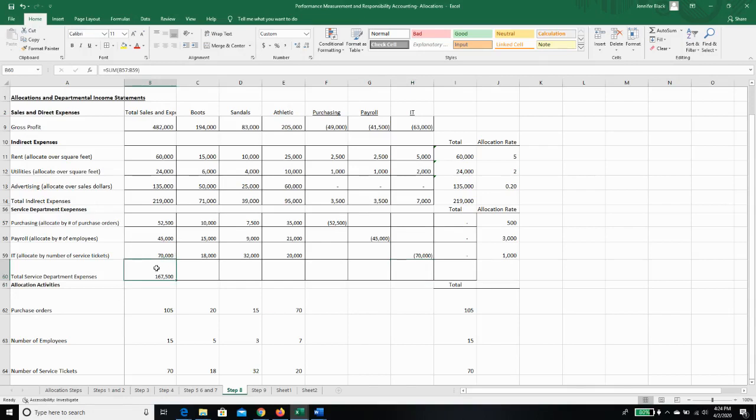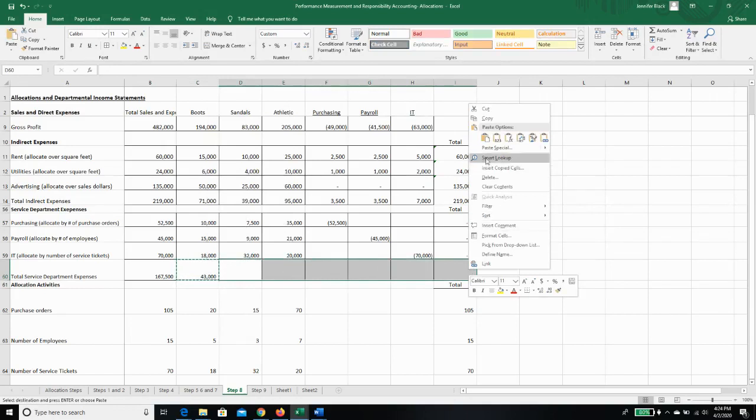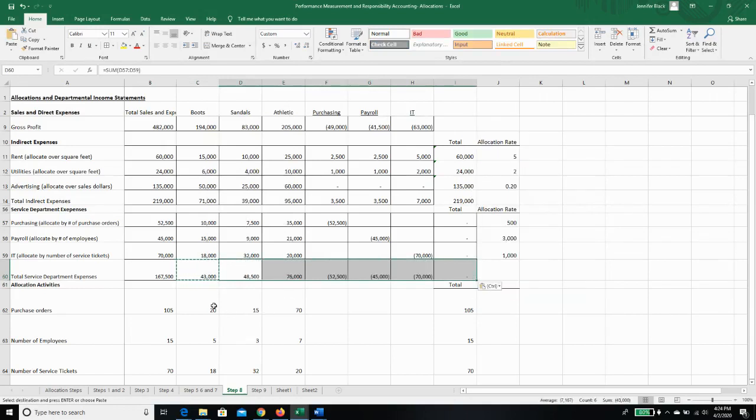All right, so now if we can go across and add up what we've allocated. And we can see we've allocated $43,000 of service department costs into Boots, $48,500 into Sandals, and $76,000 into Athletic. We have also allocated $52,500 out of purchasing, $45,000 out of payroll, and $70,000 out of IT.